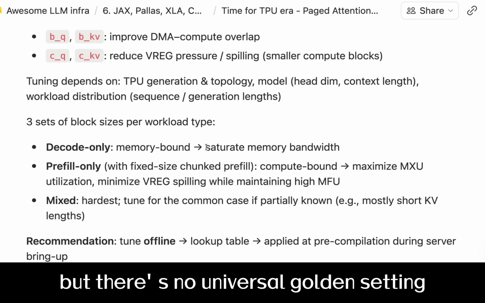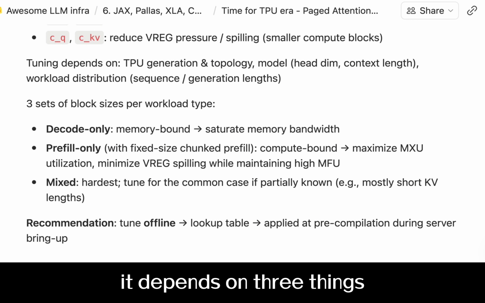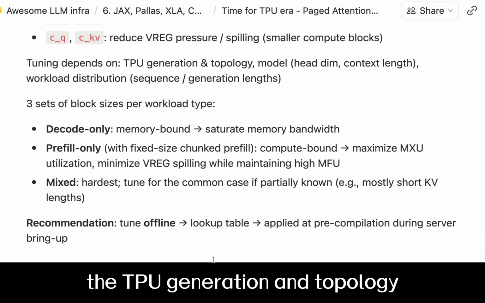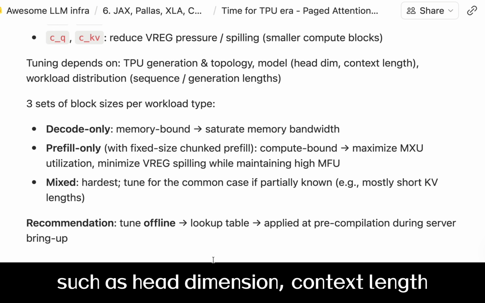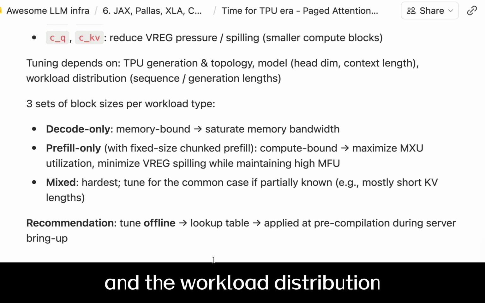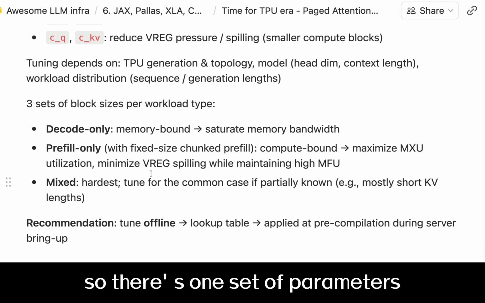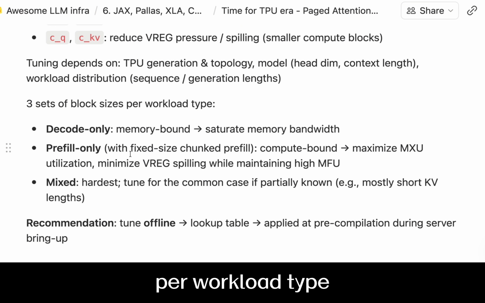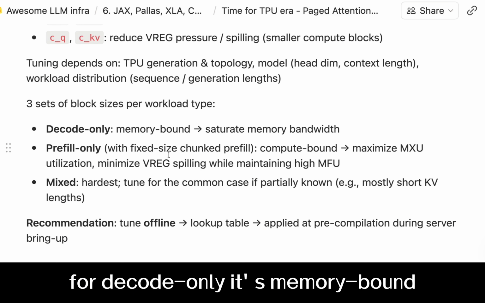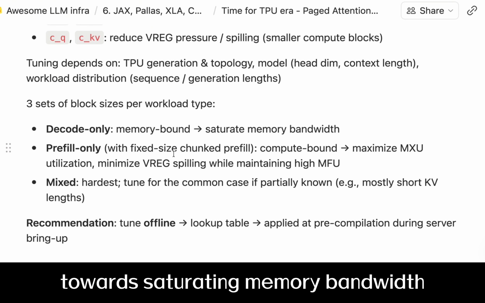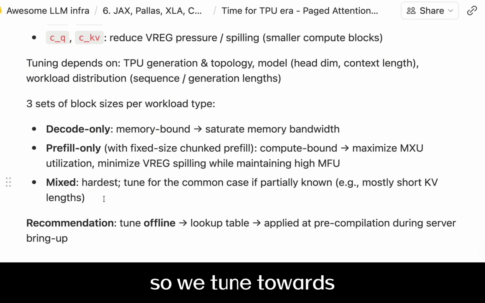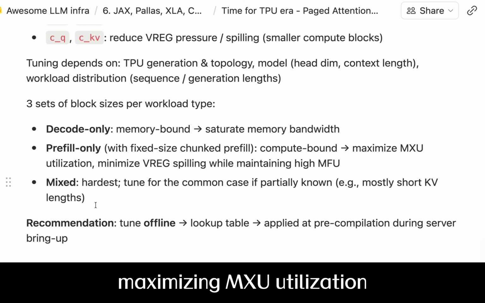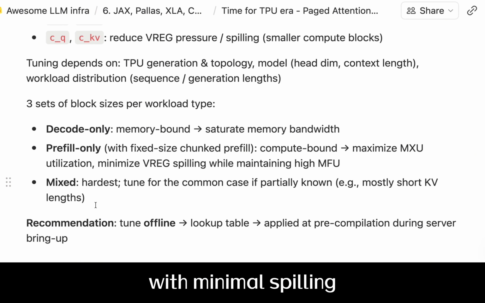But there's no universal gold setting. It depends on 3 things: the TPU generation and the topology, the model specs, such as head dimension, context length, and the workload distribution. So there's one set of parameters per workload type. For decode only, it's memory bound, so we mainly tune towards saturating memory bandwidth. For prefill only, it's compute bound, so we tune towards maximizing MXU utilization with minimal scaling.